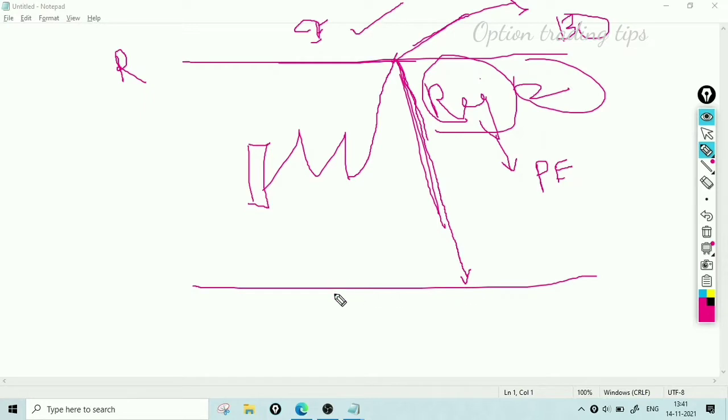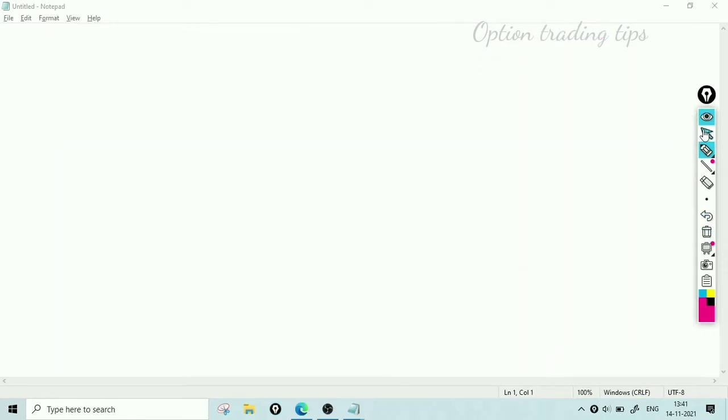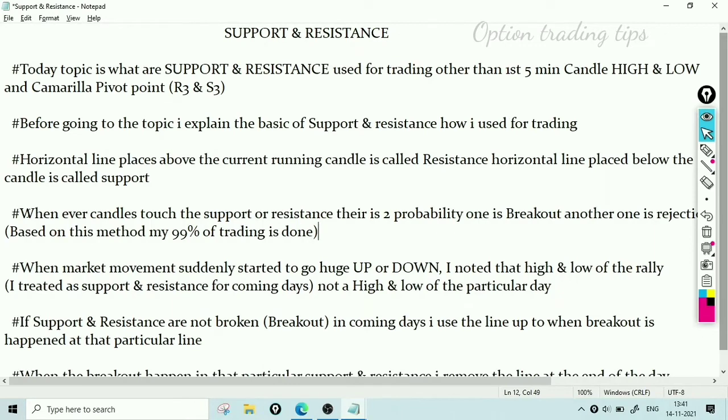Like that only, if the market touches the support, there are two probabilities. One is breakout, that means it breaks the support line and moves downside. If it is rejected, it moves upside. It is called rejection. So whenever the candle faces this horizontal line, there are two probabilities: one is breakout, another one is rejection. My 99% of trading is based on this rejection or breakout pattern only.